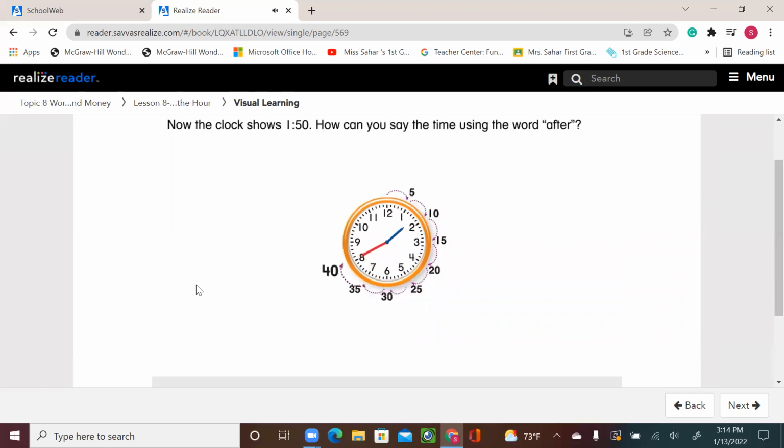Now the clock shows 1:50. How can you say the time using the word after?